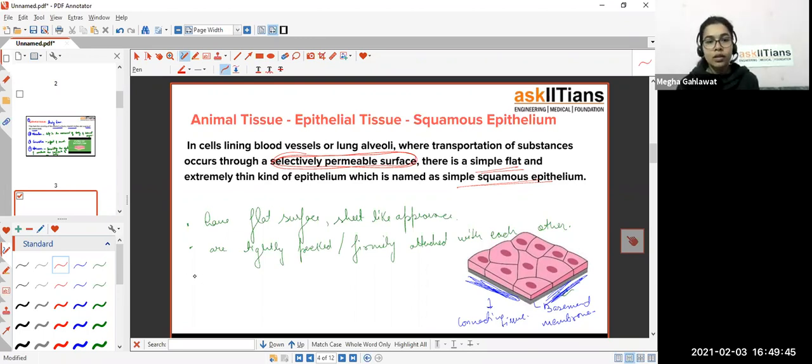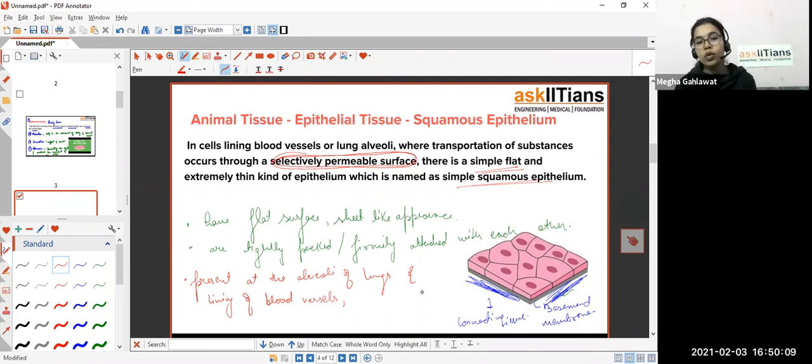Now see, these are present at the alveoli of the lungs and the lining of blood vessels, and these are also present at the lining of the Bowman's capsule. I'll tell you what this is. Do not be frantic. And the nephron, or let's say the loop of Henle. Now, see, listen to me very, very carefully because this is an important part, okay?